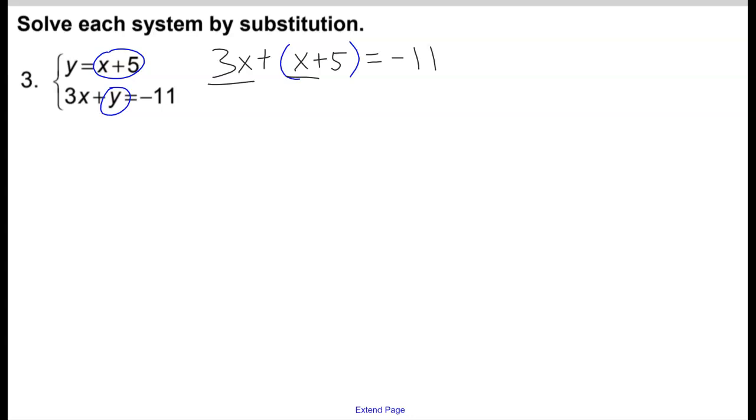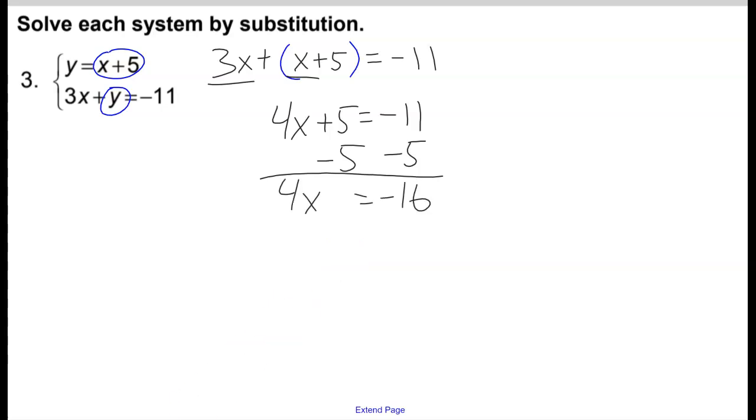We got 3x and x. Add those two together, you get 4x. 4x plus 5. We're going to do the opposite of adding 5 and subtract 5 on both sides. Same sign, find the sum. The 5's cancel out. We're left with 4x equals negative 16. Divide by 4. X is equal to negative 4.